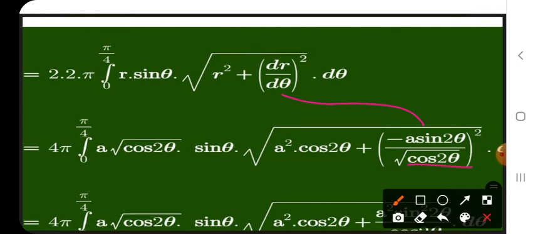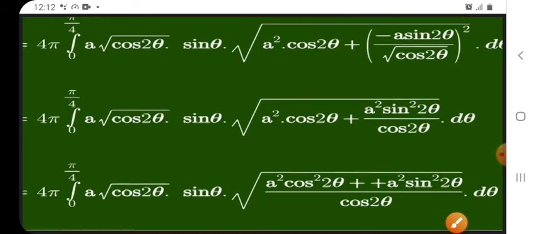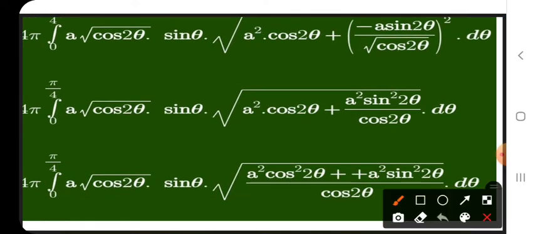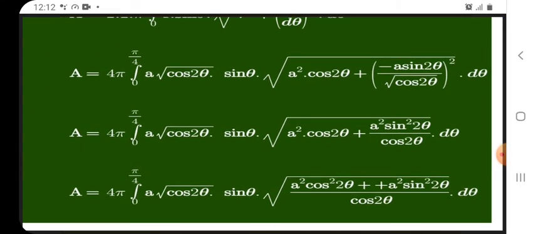Okay. Next, 2 into 2 pi, 4 pi. a cos 2 theta, and this is into sin theta, and a square cos 2 theta minus a sin 2 theta whole square, means plus a square sin square 2 theta. And denominator we have root cos 2 theta whole square. That means root and square cancel, we get cos 2 theta into d theta.